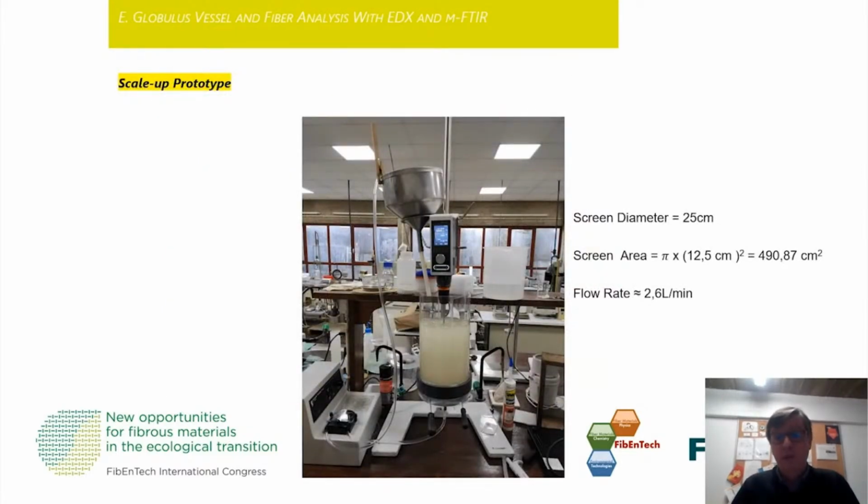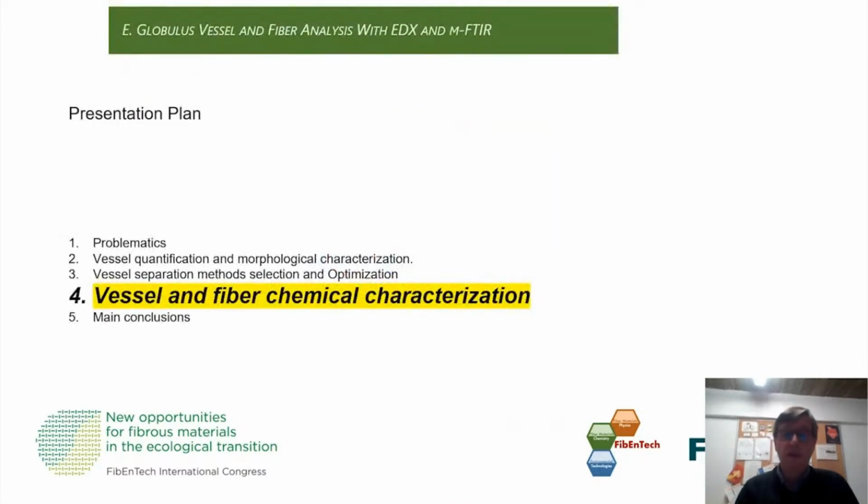A problem that we faced, due to the need of higher quantities of vessels, is the level of production. So we tried to make a scale-up prototype in terms of the Britt jar, which we have used, and then we devised other scale-ups, which are not explained here. Now I pass on to the vessel and fiber chemical characterization.